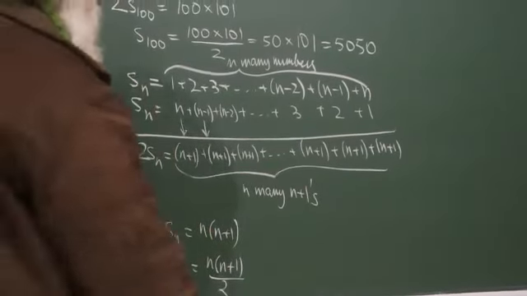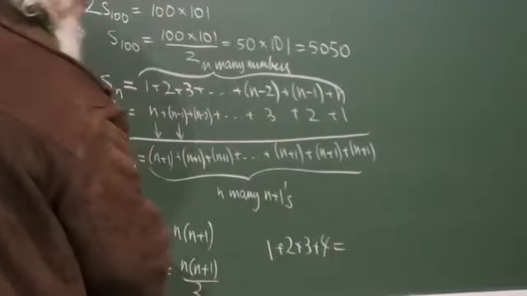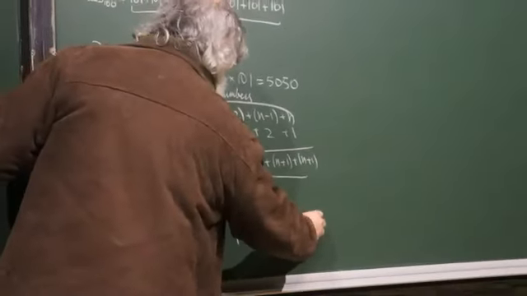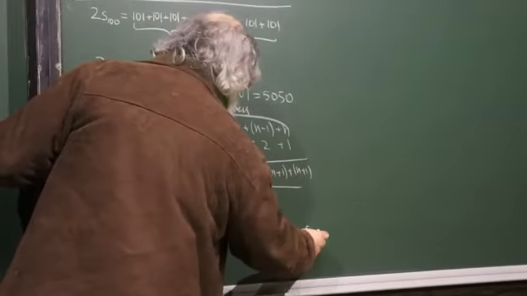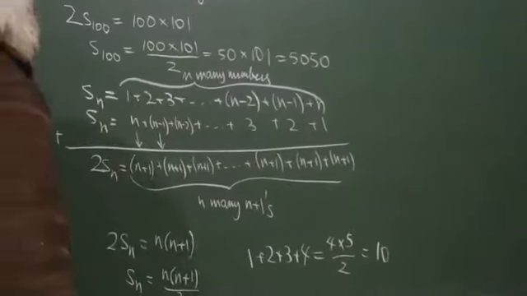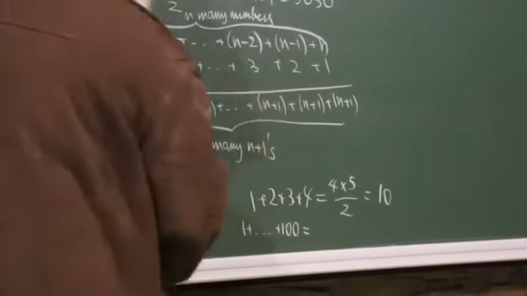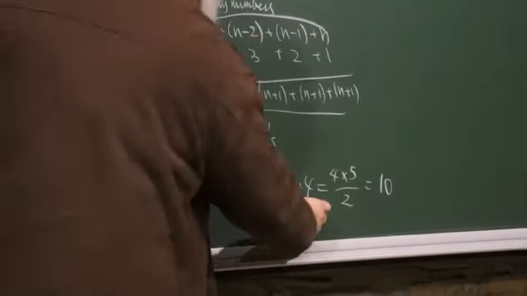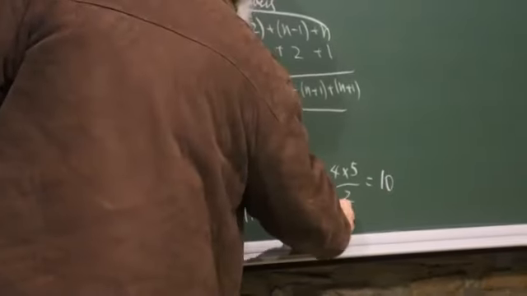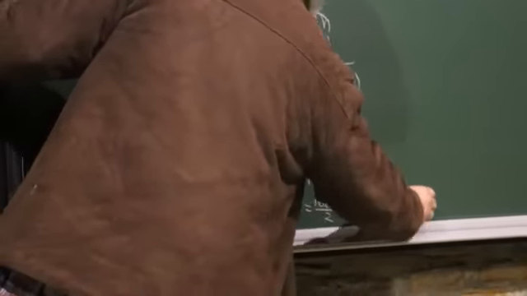For example, if you add numbers from 1 to 4, 1, 2, 3, 4. So n is 4 here. You have 4 times 5 divided by 2, which is 10. As you know, this is 10. Okay. Numbers from 1 to 100. N is 100 here. 100 times 101 divided by 2. It's 50 times 101. It's 5050.